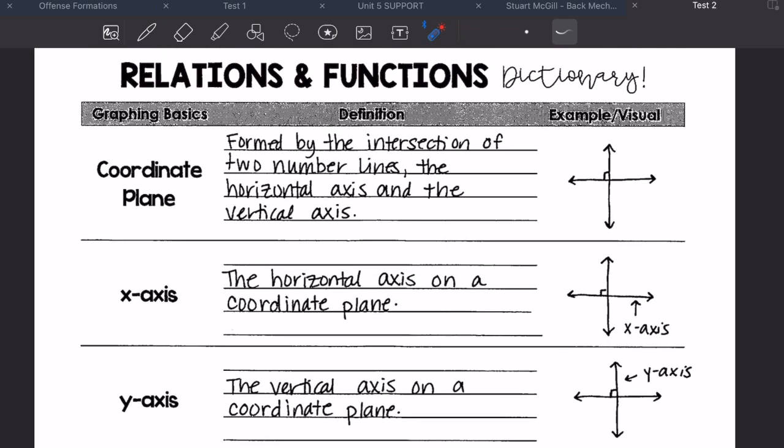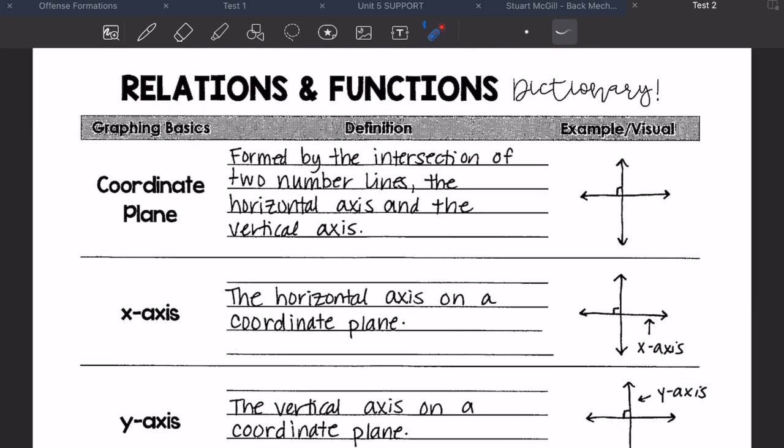Just understand that as you hear these words, or as I ask you questions on quizzes and tests about these things, you can always flip back and look at the definition and make sure you're good. I have the ones highlighted that I want to make sure we're good on today. Relationships and functions, or relations and functions, is what we're working on.